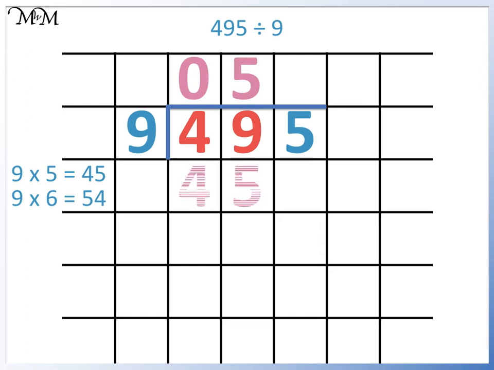9 times 5 equals 45, so we write it underneath and subtract it from 49. 49 take away 45 equals 4. The 4 is in the tens column, so it is worth 40. We bring down the 5 to make 45. 9 divides into 45 5 times, because 9 times 5 equals 45. 495 divided by 9 equals 55.